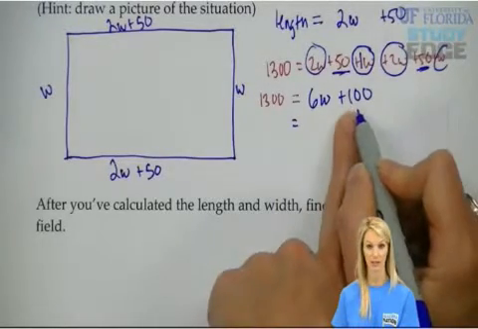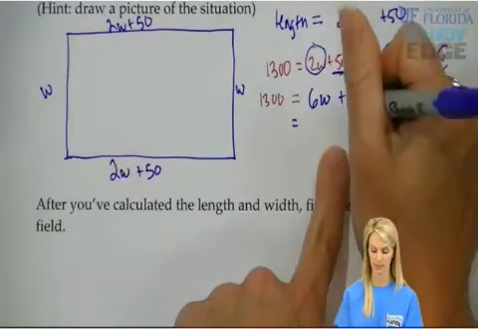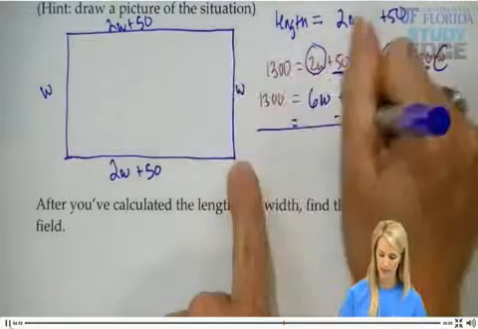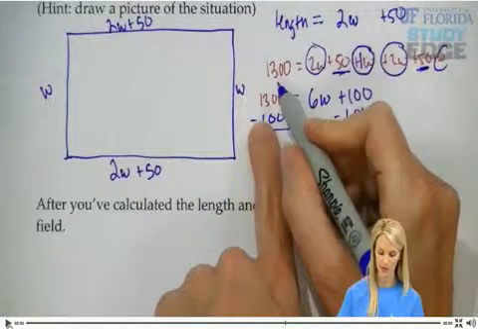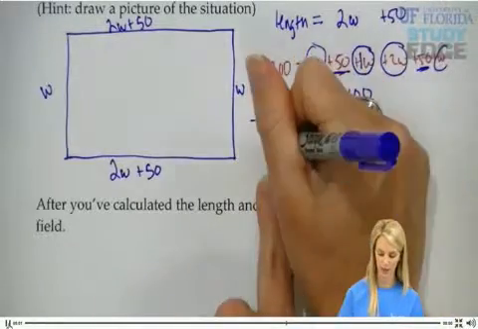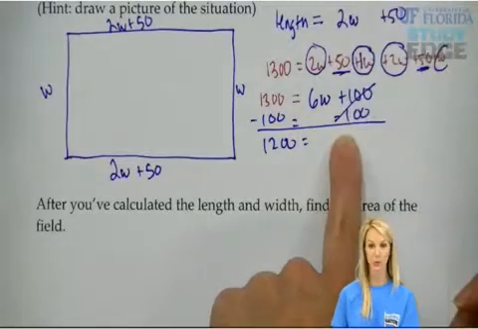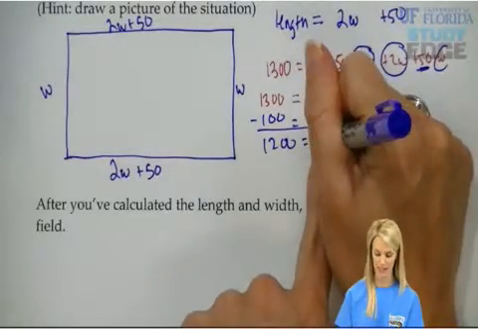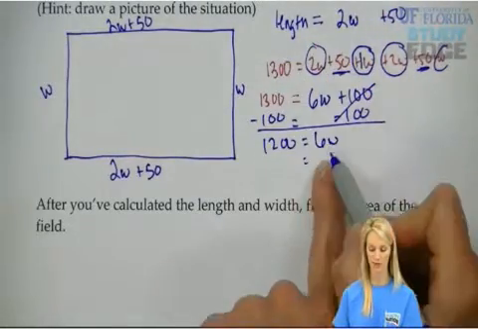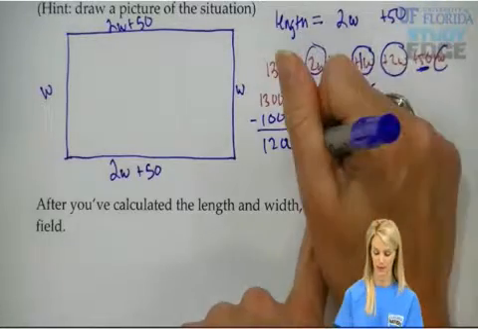Well, let's get rid of this plus 100. We want to be able to solve for 6W. Now, whatever I do to one side, I've got to do to the other. So use the inverse operation. 1300 minus 100 gives me 1200. 100 minus 100 cancel out. We're left with 6W.